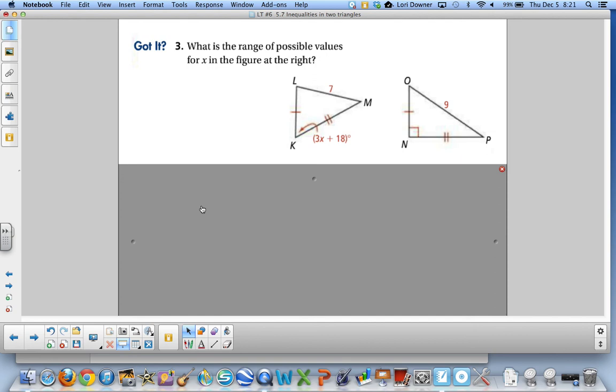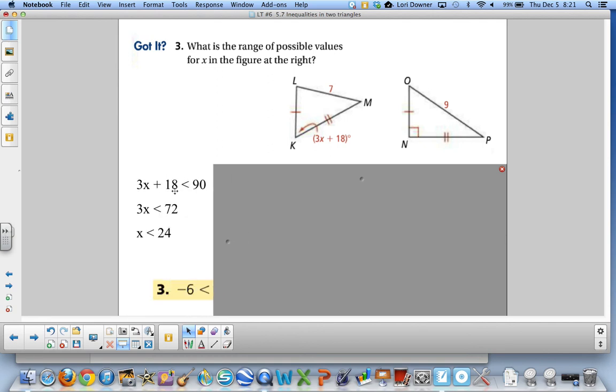So we have an upper limit and we have a lower limit here. We know that with our upper limit the 3x plus 18 has to be less than 90 since 7, the side opposite, is less than 9, the side opposite the 90. So we'll set that up. 3x plus 18 is less than 90. Subtracting 18 from both sides, we get 3x less than 72. Divide by 3 gives us x less than 24.